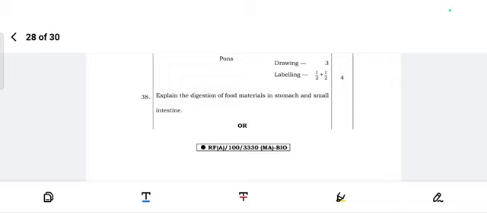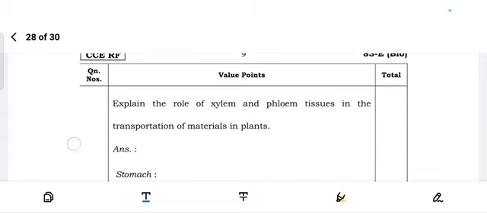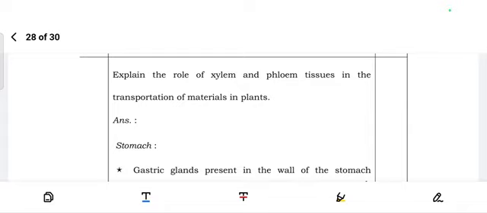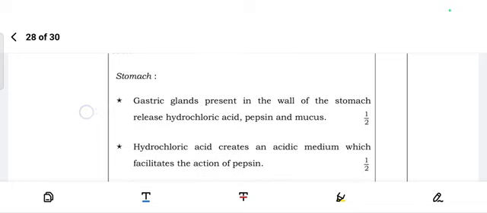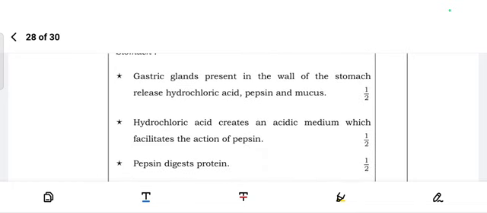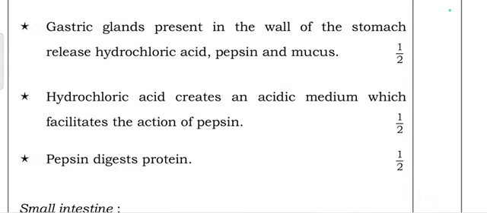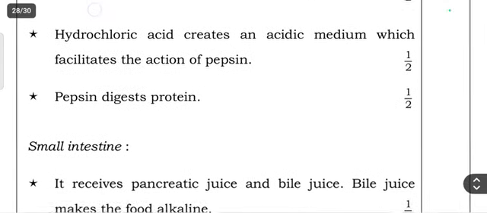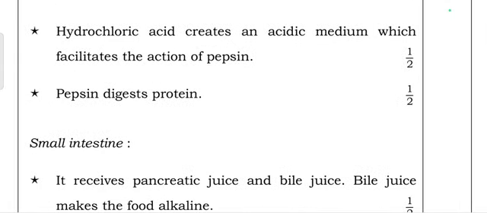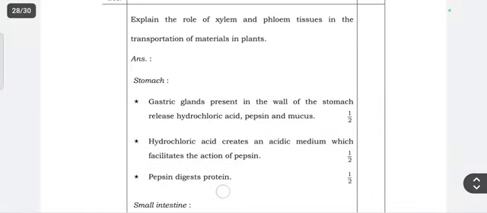Next, explain the digestion of food material in the stomach and small intestine, or explain the role of xylem and phloem tissue in the transportation of material in the plant. So in the stomach, for the first question, the gastric glands present in the wall of the stomach release hydrochloric acid, pepsin and mucus. That hydrochloric acid creates an acid medium which facilitates the action of pepsin. Then pepsin digests the protein. Then come to the small intestine.